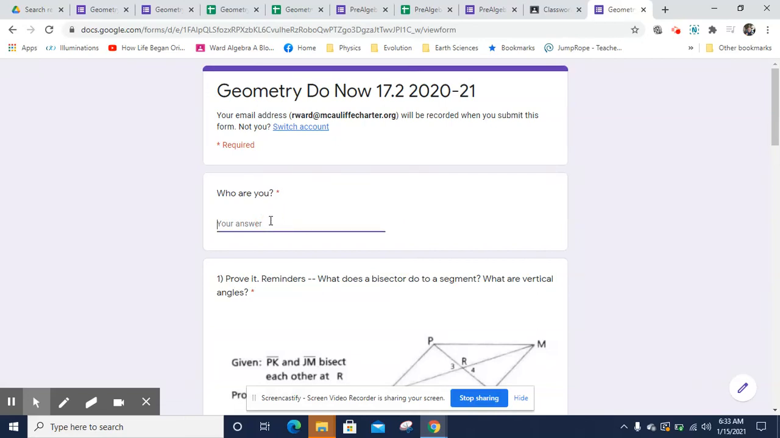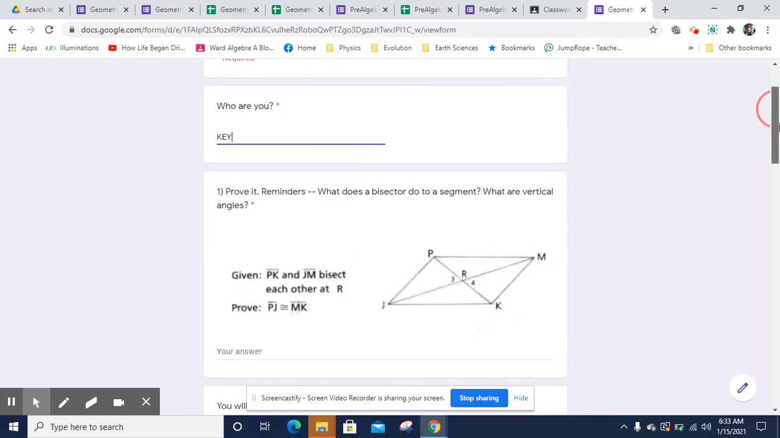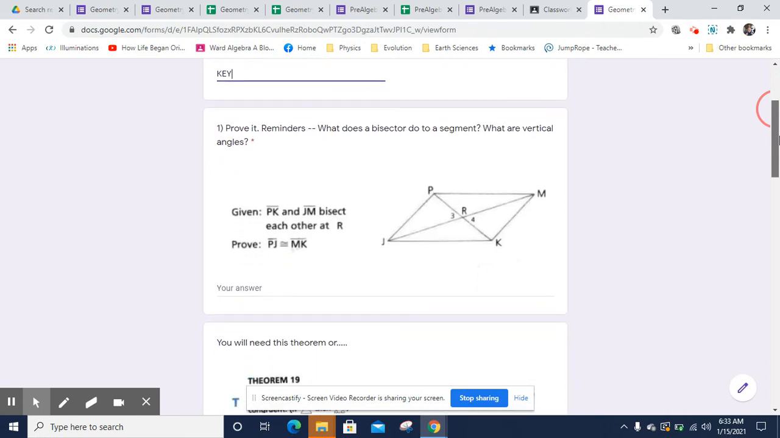Hey, this is Mr. Word. I'm going to do a key for today's Do Now. I'm calling this day week 17, day 2, because we only got 2 days of geometry this week. So here we go.